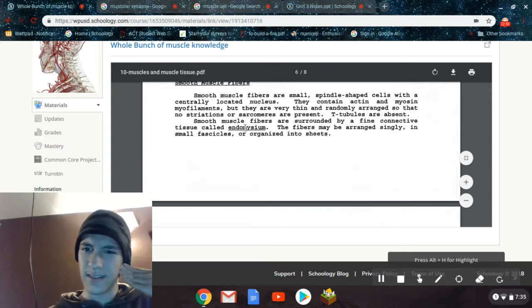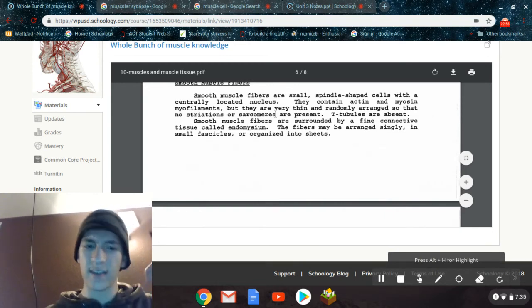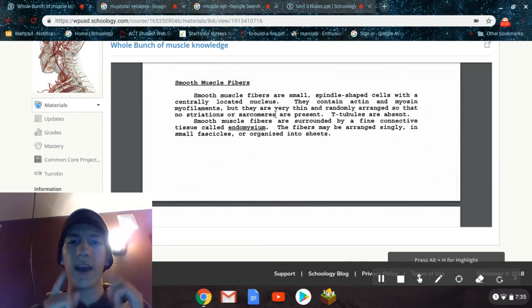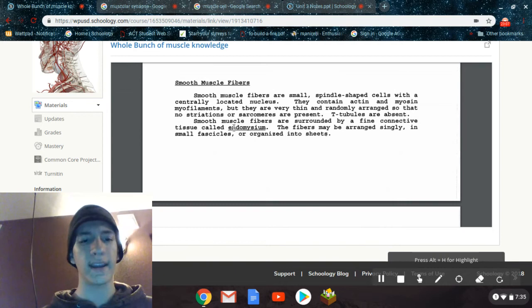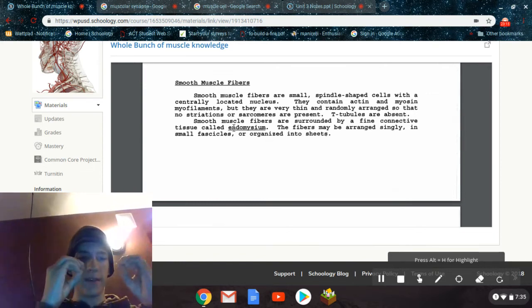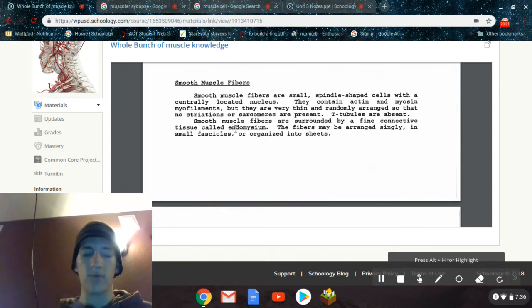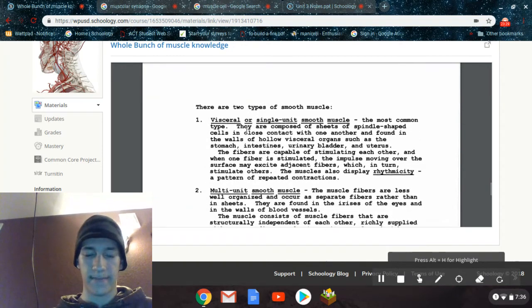Unlike skeletal muscle, they don't have T tubules. Each of these very small muscle cells has only one nucleus, and they only have one connective tissue layer. Remember how skeletal muscle tissue had all of these layers of wrapping and connective tissue around the actual muscle cell? Well, smooth muscle only has one, and it's the endomysium.